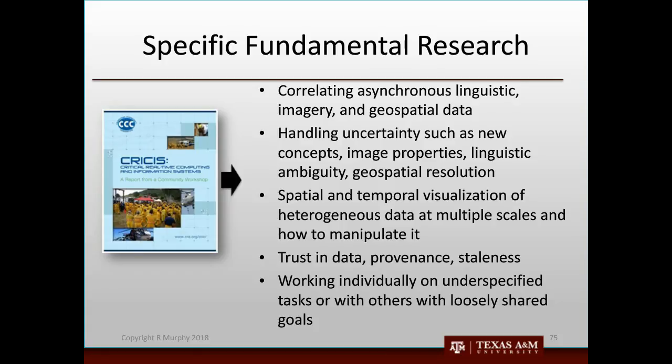The spatial and temporal visualization of the heterogeneous data, different scales, how to manipulate it. What am I looking at? Where did the UAVs fly? Where did people have their cell phone? Where is the State Highway Patrol have some pictures that they took while they were at this bridge? And I, over in ESF 1 on transportation, could use that.